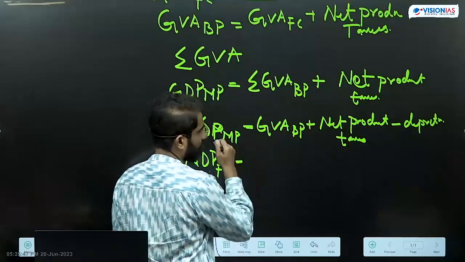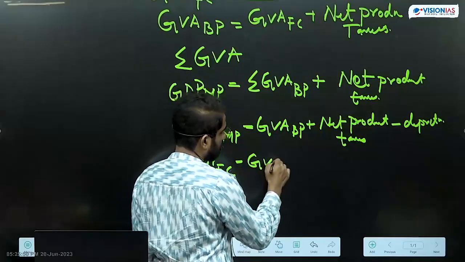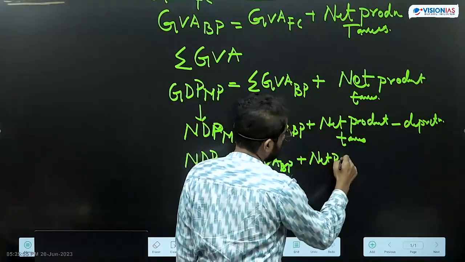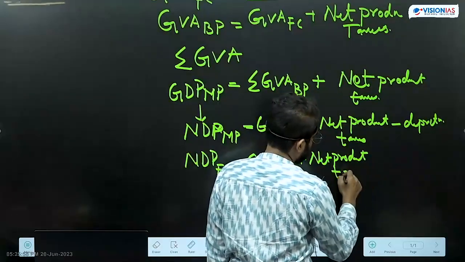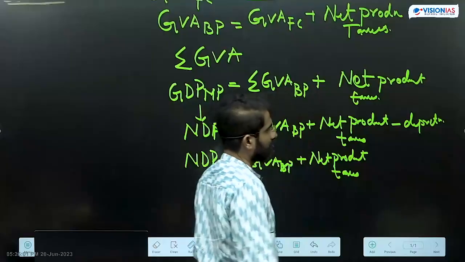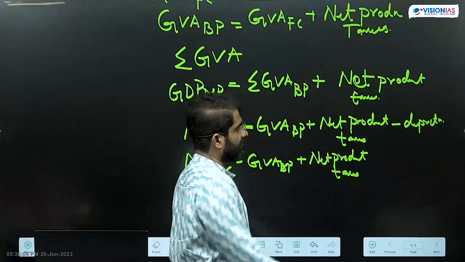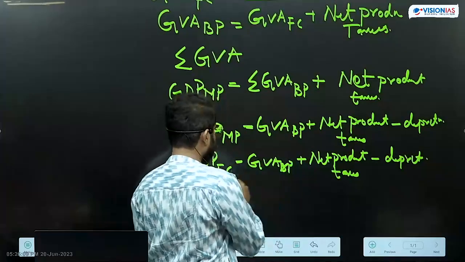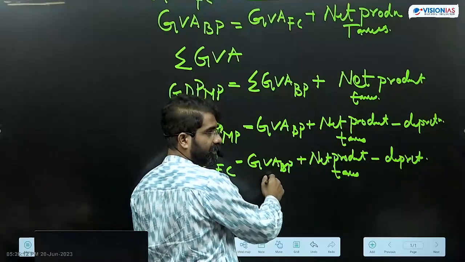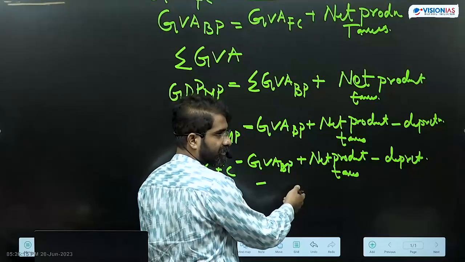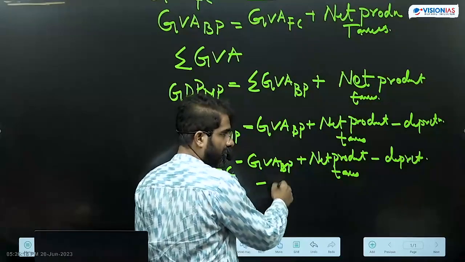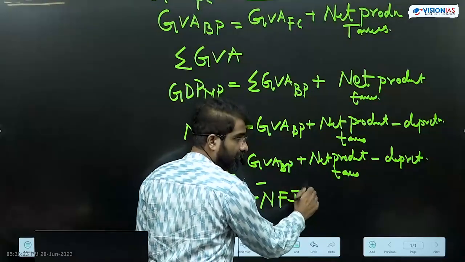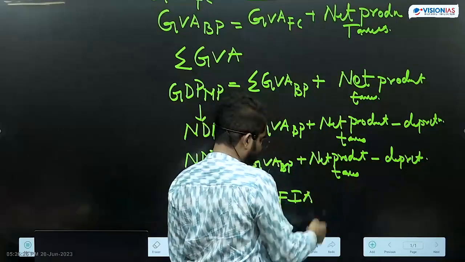Then from here you do NDP at factor cost. So how do I get there? Net product tax minus depreciation. What should be removed? Factor cost, market price, net indirect taxes. Net indirect tax. Is this clear? And then to that you add again net factor income from abroad. This is how they go step by step.